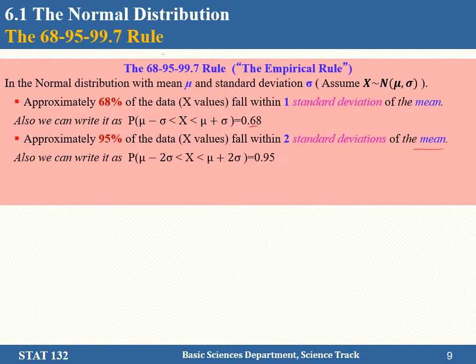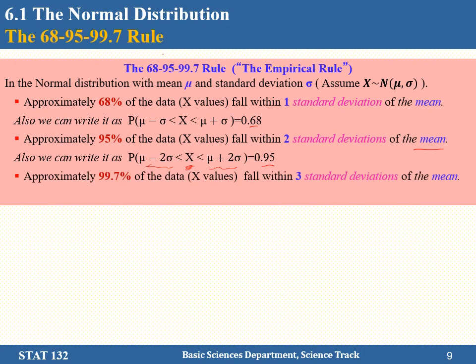And 95% of the data, or the x values, fall within two standard deviations of the mean. This also means the probability, or the percentage of the x values, between mu minus 2 sigma and mu plus 2 sigma is 0.95. And we have another rule for 3 standard deviations: the percentage, or probability, of the x values between mu minus 3 sigma and mu plus 3 sigma is 0.997. So you can say 99.7%.